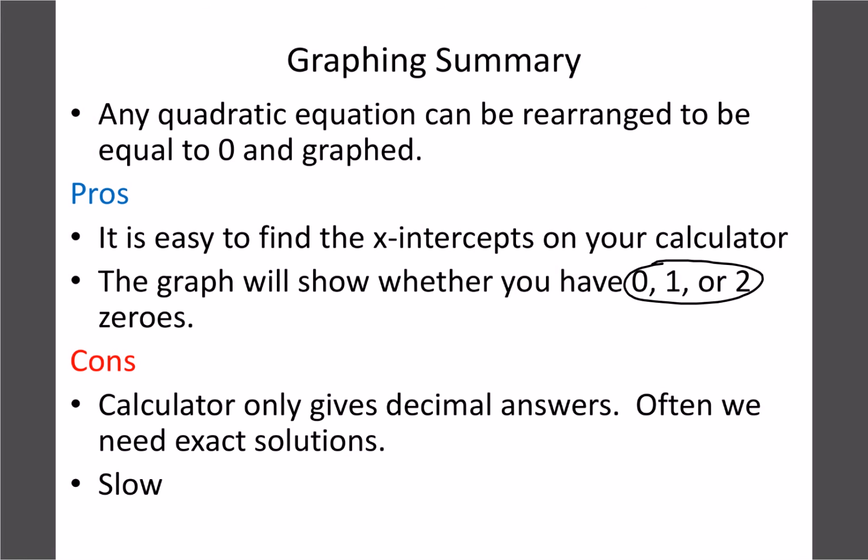The downside of doing graphing is if you get decimal answers, your calculator is just going to give you a decimal approximation. Often we want exact solutions, so that's going to take a different method in order to get exact. And the other downside is it's kind of slow. By the time you type in the equation and do your second calc, it takes you a little bit of time to find those solutions. But if you have the time, it's definitely a pretty handy method to use. And that's all. We'll look at the other methods over the next couple lessons.